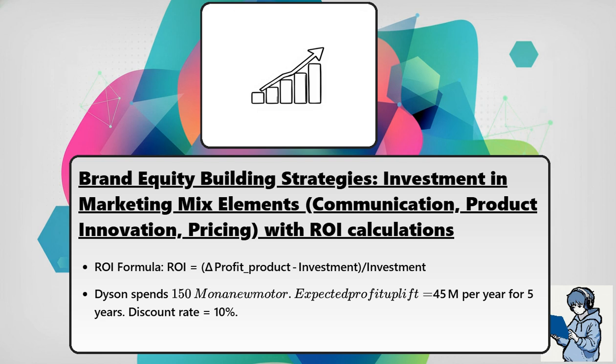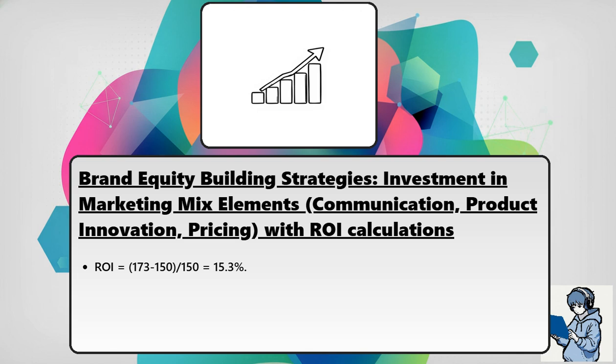Dyson spends $150 million on a new motor. Expected profit uplift equals $45 million per year for 5 years. Discount rate equals 10%. Present value of profit uplift equals $45 million times (1 minus (1 plus 0.1) raised to minus 5) divided by 0.1, approximately $173 million. ROI equals (173 minus 150) divided by 150 equals 15.3%.